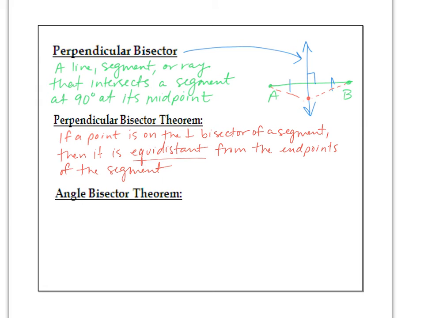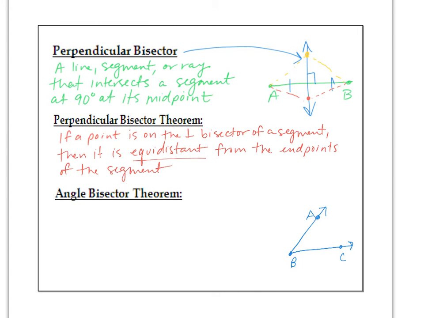I can pick any point on that perpendicular bisector, like maybe this point up here, and the distance to B and the distance to A will be the same distance. All right, and then the last definition here is angle bisector. So imagine you have an angle. I'll just draw an angle over here. Maybe I'll call this A, B, and C. So we have angle ABC.